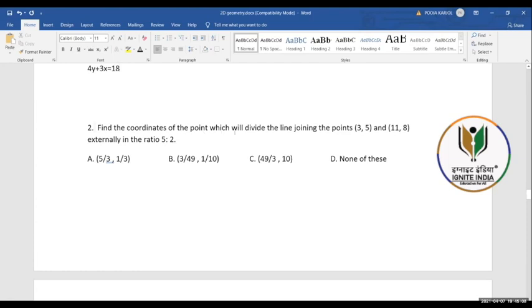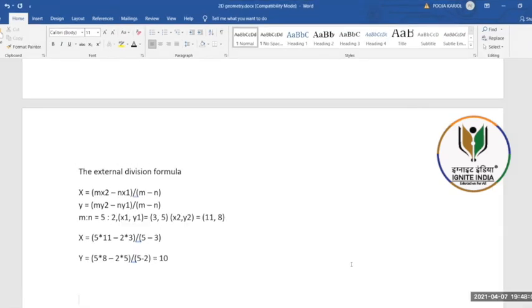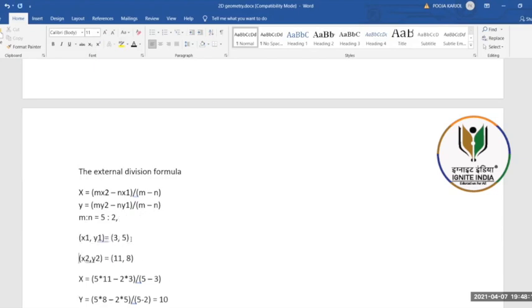Find the coordinates of the point which will divide the line joining the points (3, 5) and (11, 8) externally in the ratio 5 is to 2. The external division formula: for the x coordinate, it is (m into x2 minus n into x1) upon (m minus n). For y, it is (m into y2 minus n into y1) upon (m minus n). Here m is to n ratio is 5 is to 2. x1, y1 is (3, 5), and x2, y2 are (11, 8).